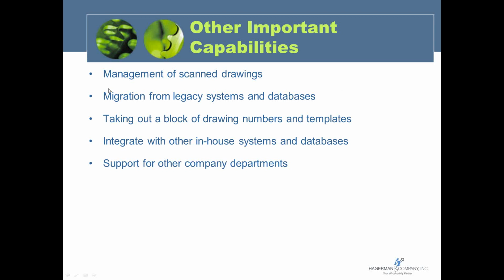Other important capabilities in a plant environment: we still see people who have tens of thousands of scanned drawings. So a system that's good for managing and viewing scanned drawings is important. A lot of companies we work with have older systems that are becoming outdated and obsolete, so a system with good capability to migrate from the old system into the new system is important, and the packages we work with have that.